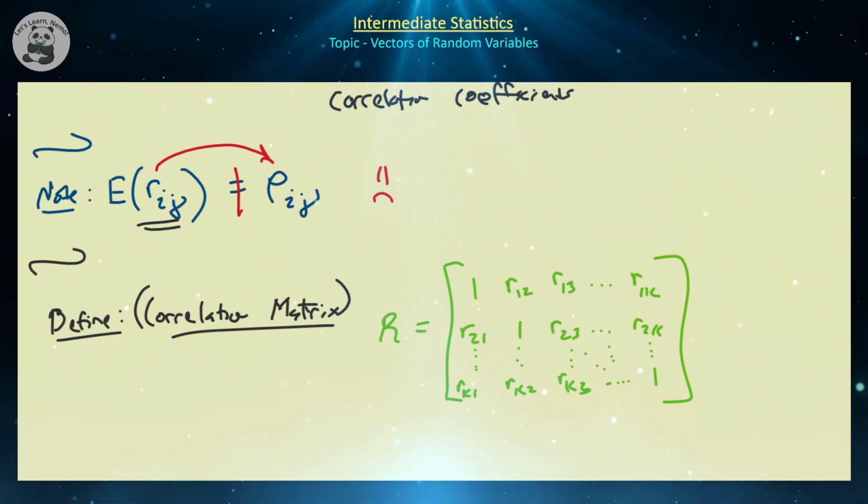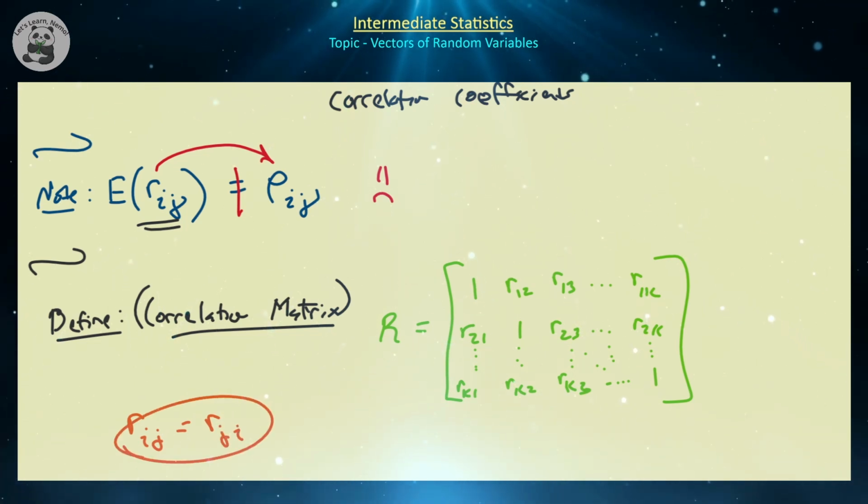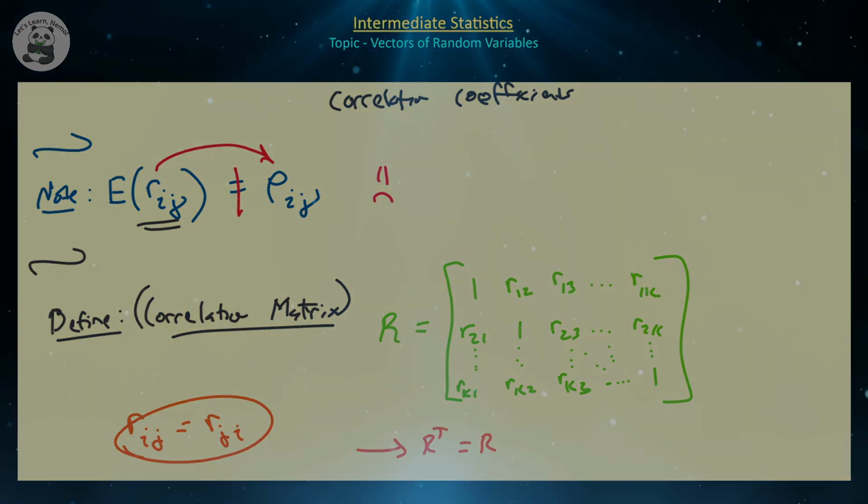So, obviously, something you should know is that the correlation between i and j is equal to the correlation between random variable j and i. And therefore, that means that the transpose of the matrix R is equal to itself. Therefore, the correlation matrix, just like the variance covariance matrix, is also a symmetric matrix. So when you start analyzing this matrix R, you have all those tools behind you to use.